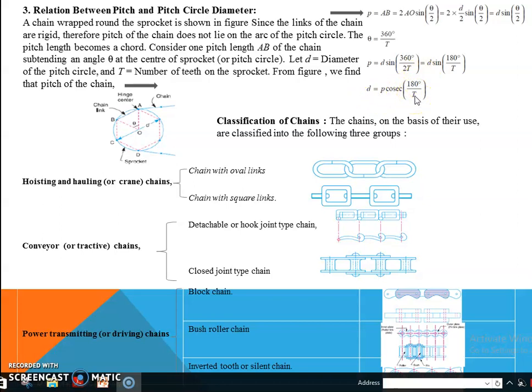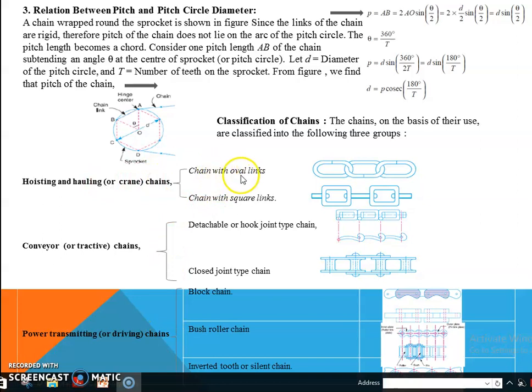Now we'll see the classification of chains. The chains on the basis of their use are classified into following three groups. First, hoisting and hauling chains. Next, conveyor or tractive chains. Next, power transmitting chains.